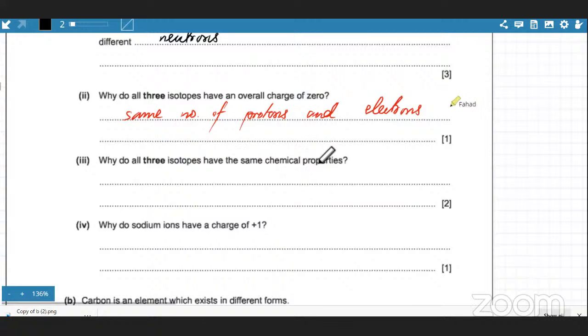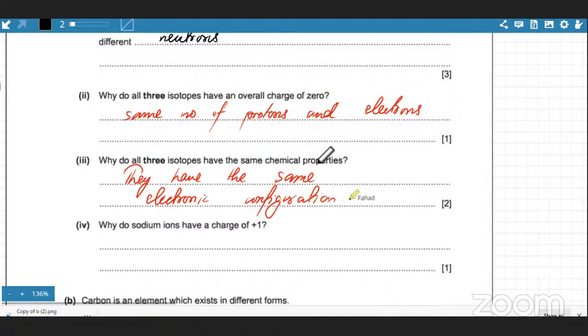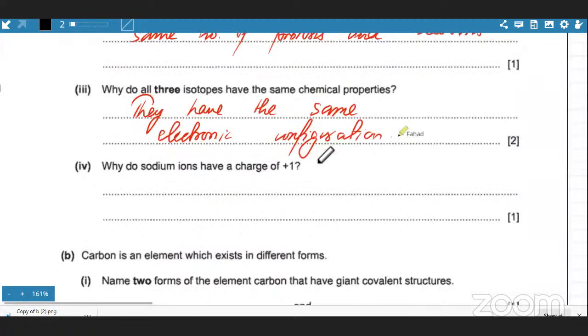Why do all three isotopes have the same chemical properties? Because they have the same electronic structure. They have the same number of electrons, so the same electronic configuration. So they're going to bond in exactly the same way. Why do sodium ions have a positive one charge? They have a positive one charge because they have exactly one valence electron, and they lose that one valence electron.